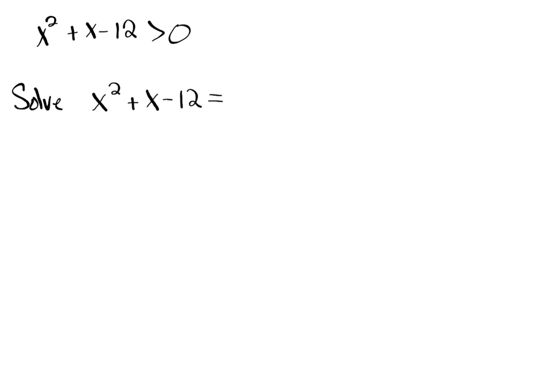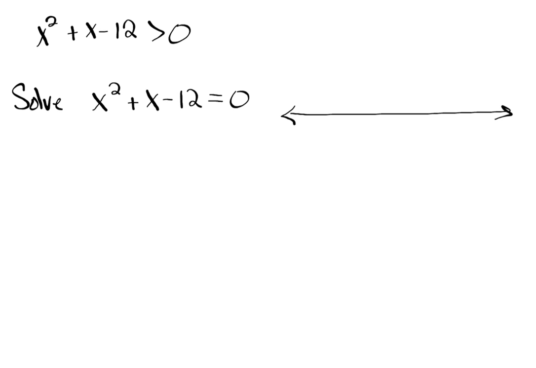x squared plus x minus 12 is greater than 0. It's an inequality. The first thing you're going to do is solve this as if it was an equation. I need to know what x's make this equal to 0, because those places on the number line are very important. Right now, I'm going to draw out the number line. I need to know where those zeros are on my number line.